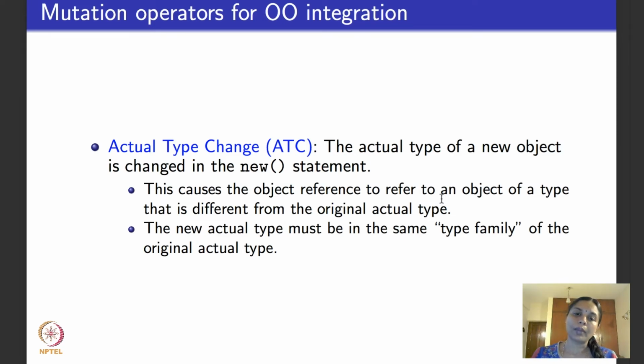So now what will happen? The new actual type that it's acquiring must be in the same type family as the original actual type. I need to ensure this because you remember the good old thing about mutation. After mutating a program, the program must compile. It should not be syntactically illegal. So if you do a type change, the type change better be consistent so that the mutation can be applied through a ground string to get a new program that can still compile. And then we can worry about whether we can strongly kill it or weakly kill it and so on.